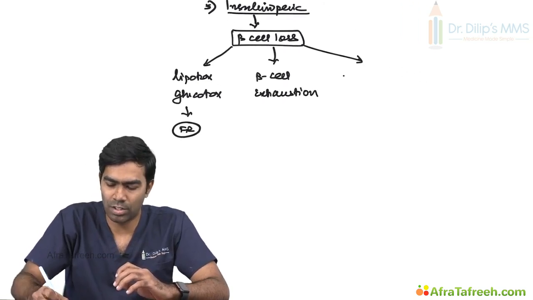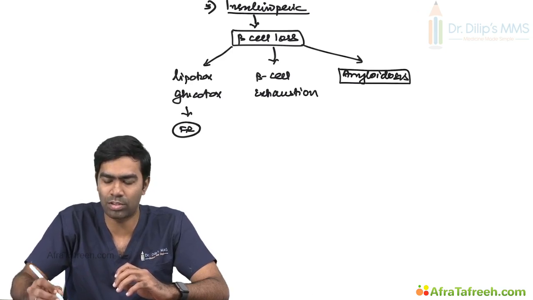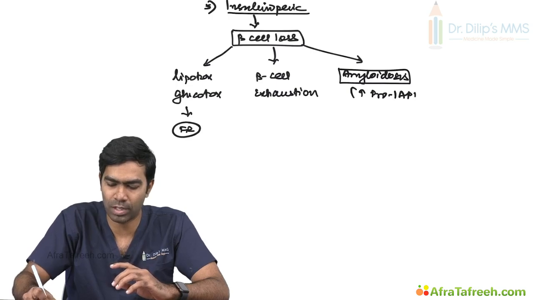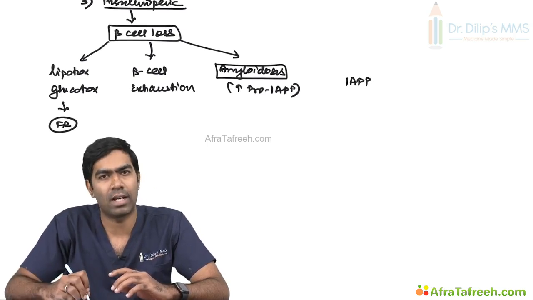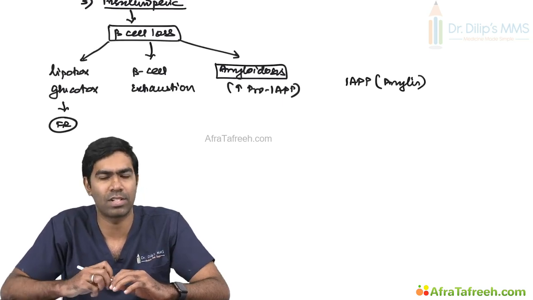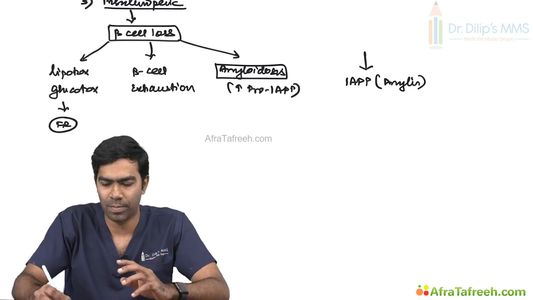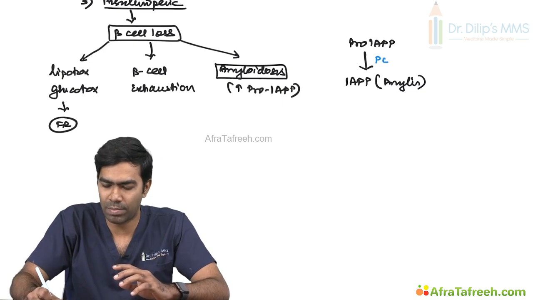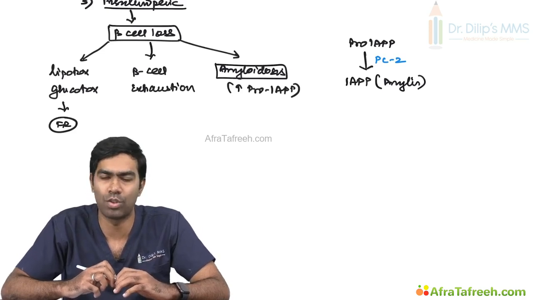And the third reason is the development of a localized form of amyloidosis called islet cell amyloidosis or beta cell amyloidosis, which is due to increased accumulation of a substance called pro-IAPP. IAPP stands for islet amyloid polypeptide, which is otherwise referred to as amylin, which has multiple physiological functions like reduced gastric emptying, like that of incretins. IAPP is usually released along with insulin, and it comes from a substance called pro-IAPP, and it's cleaved into IAPP by a proteolytic step done by an enzyme called proconvertase 2, not proconvertase 1.